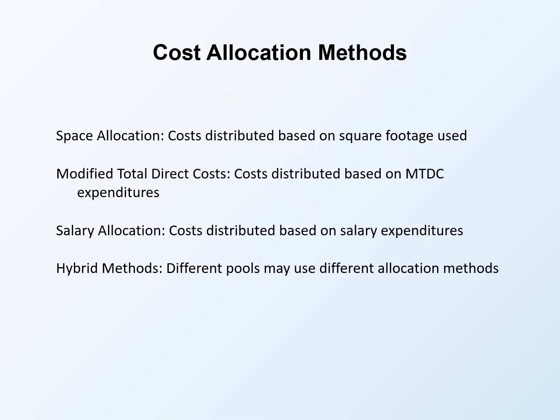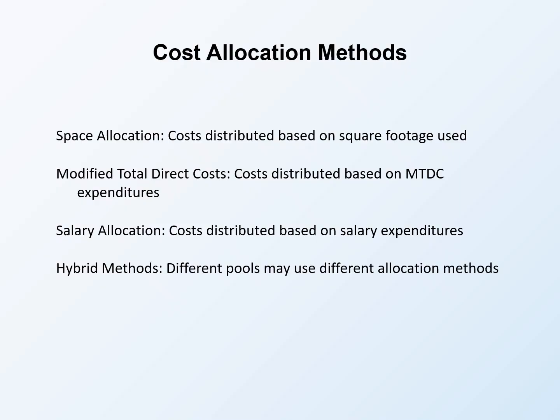Modified total direct cost allocation distributes costs based on MTDC expenditures by activity. Administrative costs often relate to the volume of activity conducted. If research represents 60% of MTDC across the organization, research activities receive 60% of administratively allocated costs.